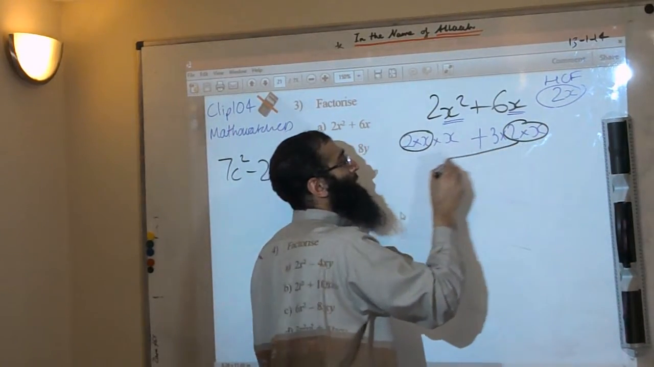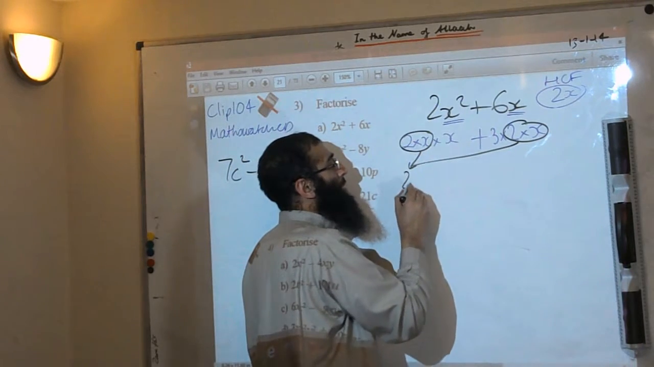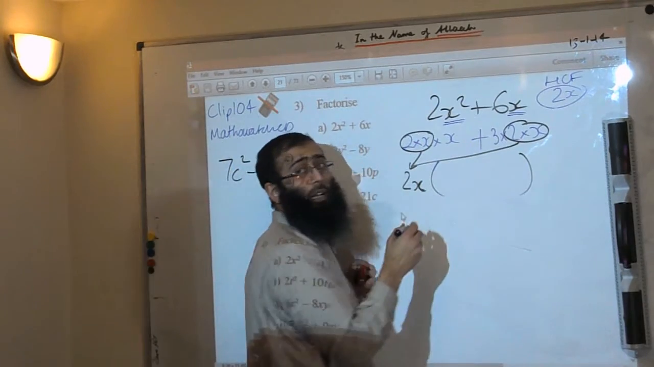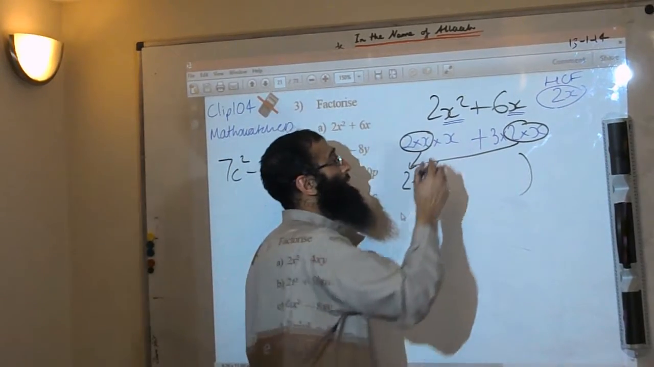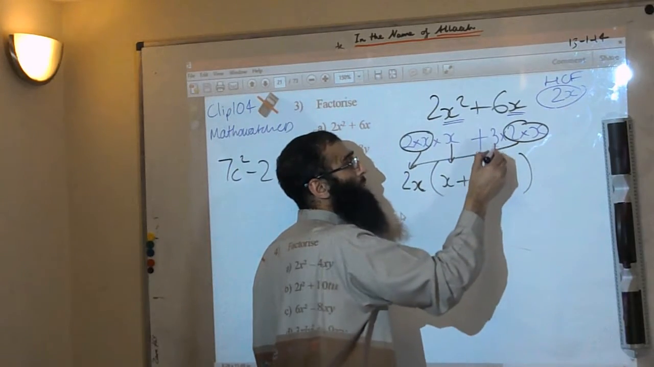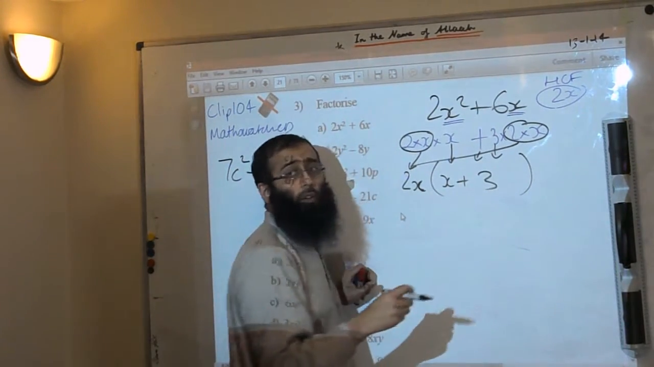What do we do with these 2x's? We have to pull them out. Write them over here. What do we write down now? We copy down what is left over. The x is left over, and the plus is left over, and the 3 is left over. Yeah. Look at this.